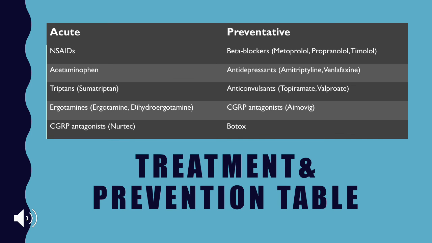And for preventative care, like I said in the last slide, there are many options to choose from, so you should consider your patient's comorbidities. If patients are diagnosed with hypertension, a beta blocker should be started. And an antidepressant like an SSRI or a TCA may benefit patients with depression. Topiramate or valproate may be suggested for people with indications for an anticonvulsant. CGRP antagonists like Aimovig is another option that's a little bit newer, and Botox may even be an option for those with the chronic migraine.